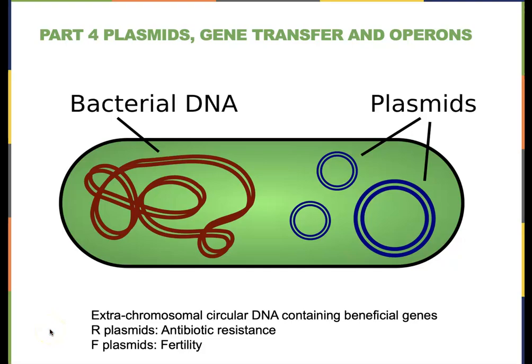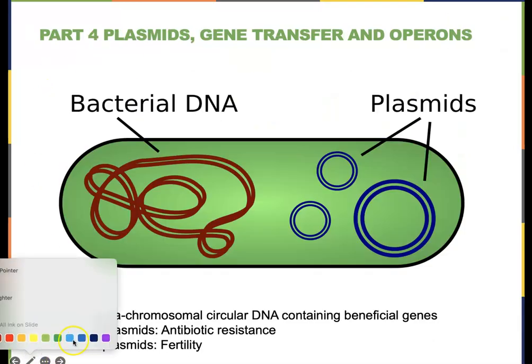All right, this is part 4 of chapter 11, microbial genetics. And this one will talk about a few things. We'll talk about plasmids and gene transfer and operons. So what's a plasmid?